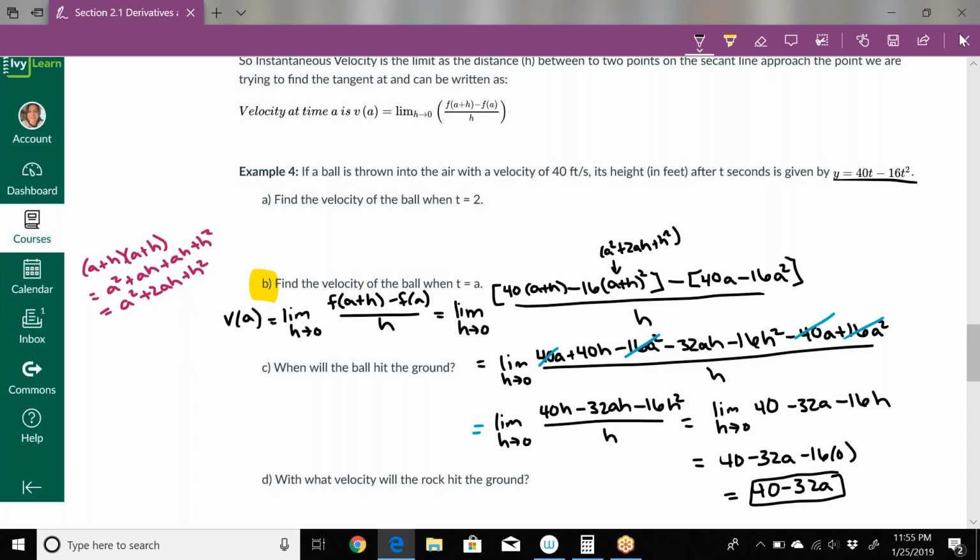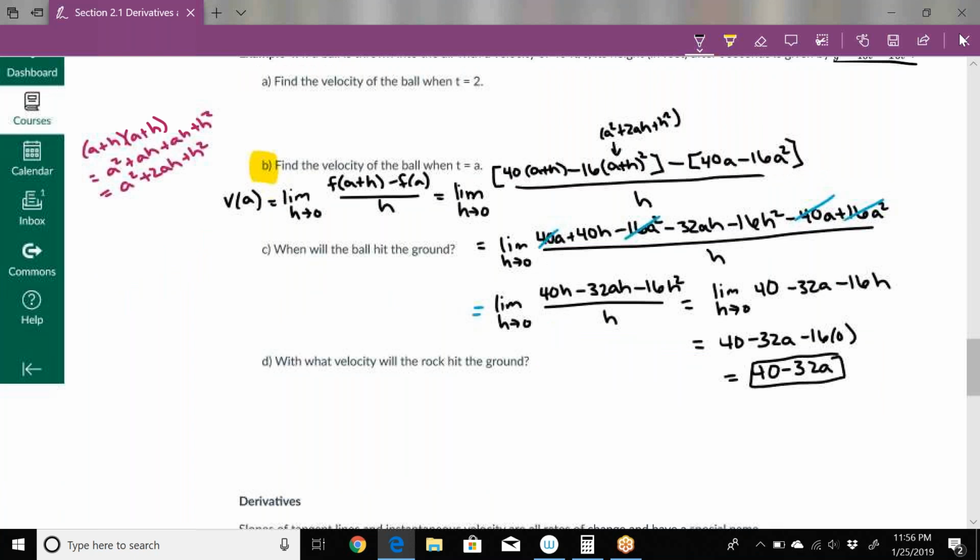So any essentially x or t value that goes into that function and has a defined point, we can now find the slope of its tangent line or its velocity at that time by evaluating 40 minus 32a at the actual value of a. So you have to plug that in. And we did do C and D in class, so you have that in your notes.